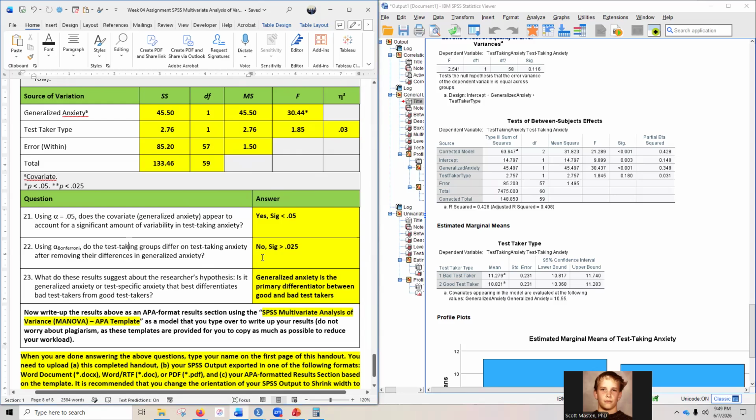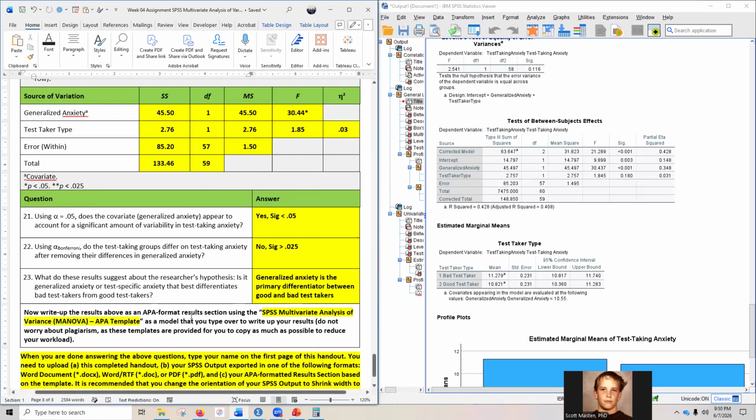So does that support the researcher's hypothesis? Is it generalized anxiety or test-specific anxiety that best differentiates bad test takers from good test takers? Sure looks like it's generalized anxiety that's more important. Because when we account for this, we don't find a difference in their test-specific anxiety any longer. So if you're a therapist with a patient having problems taking tests, you'd want to focus on their generalized anxiety more so than test taking skills. Take care of that, and according to this study, it should fix the test taking anxiety as well.